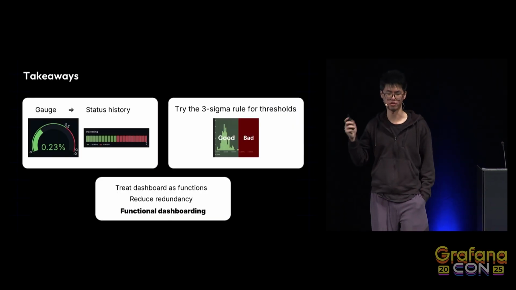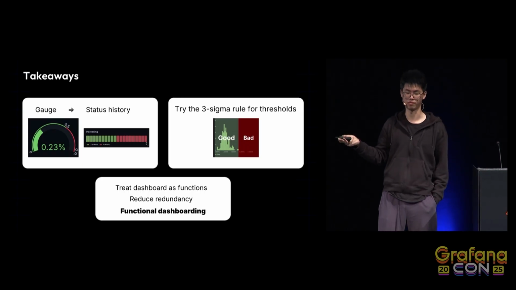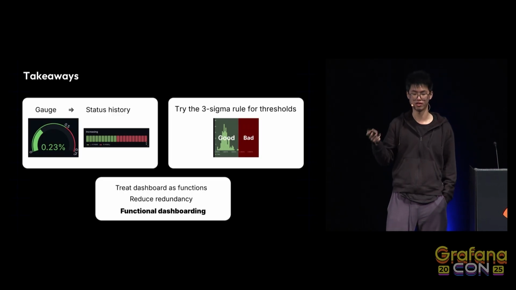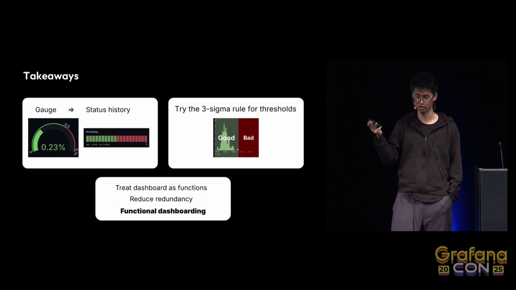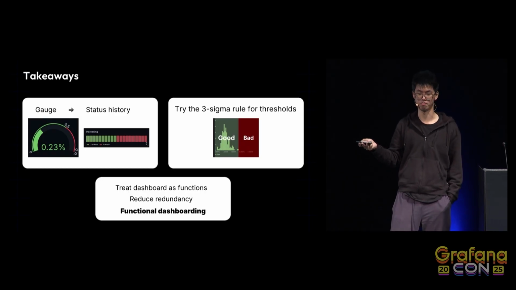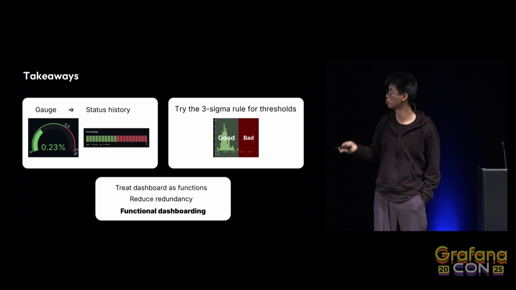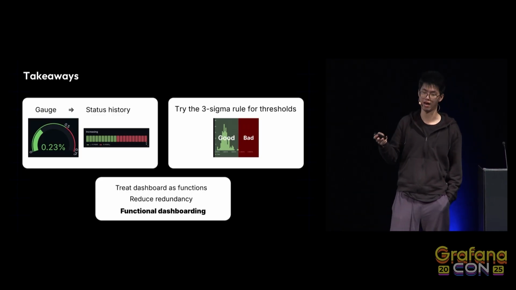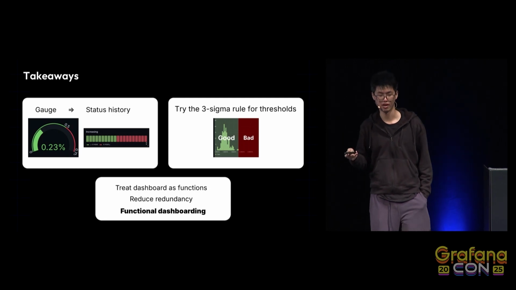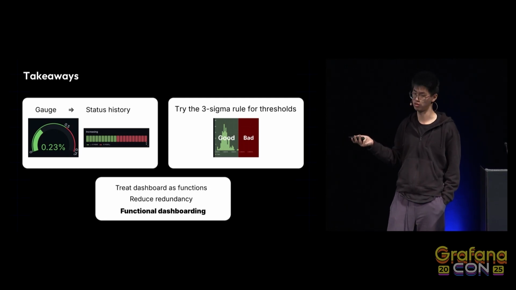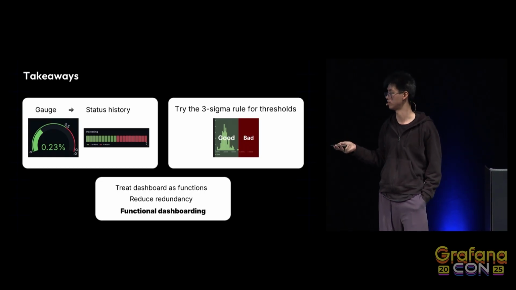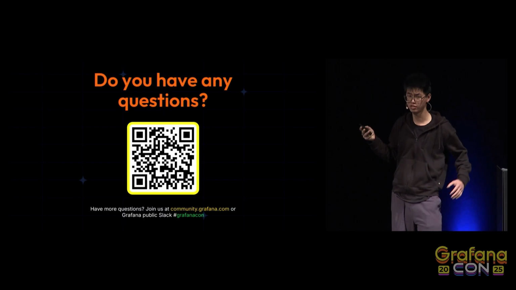It's a large system, but there are some really actionable takeaways for everyone. If you're using gauges a lot, you can give status history a try. It's really good. And I think you should really try the 3 sigma rules if you want high quality staggered thresholds. And last thing, I think you can treat dashboards as functions to reduce redundancy in your system. And that's the end of my presentation.